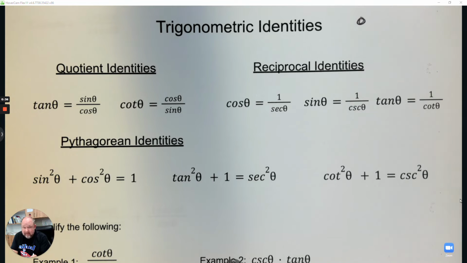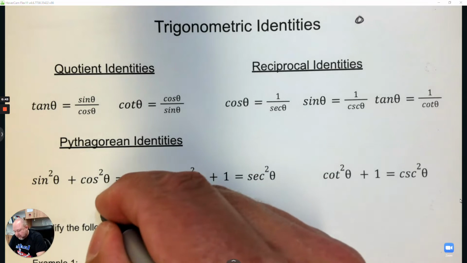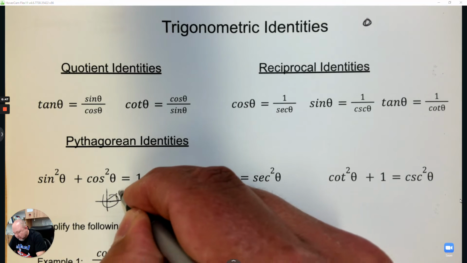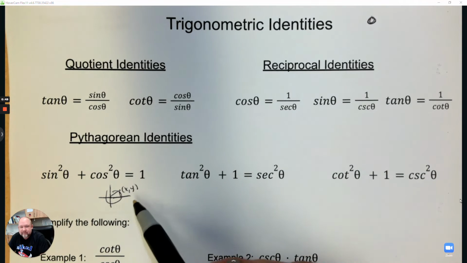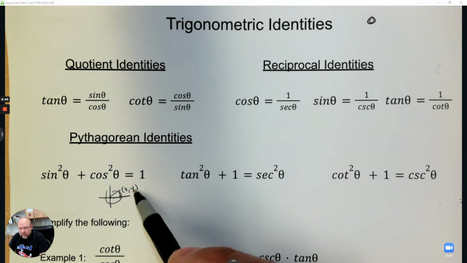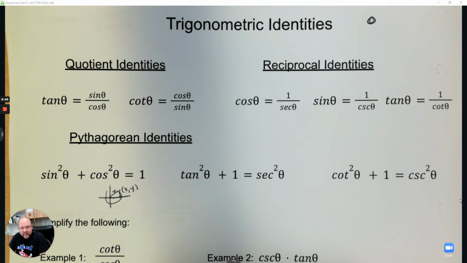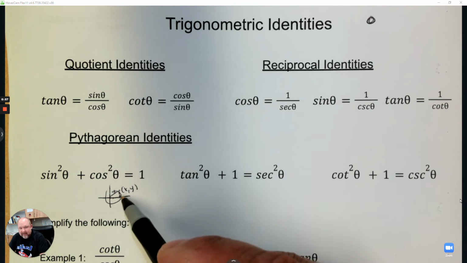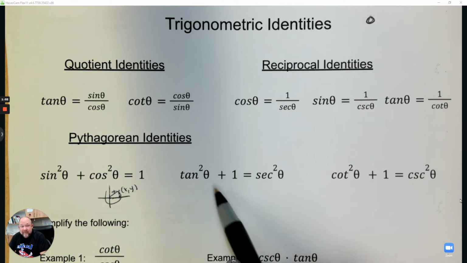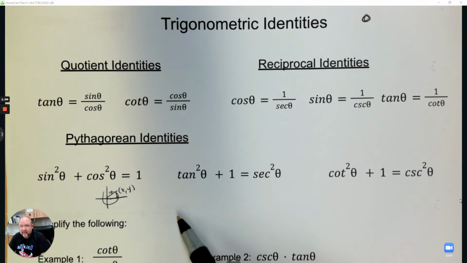The Pythagorean identities, really important to know. Sine squared plus cosine squared equals 1. This makes sense when you think of the unit circle as a right triangle, and you know that point, x and y. To describe that right triangle, you go x squared plus y squared equals 1 squared, because that's the radius of the unit circle. And that x goes with cosine, y goes with sine. So this makes sense. These are all rearrangements of this same identity.